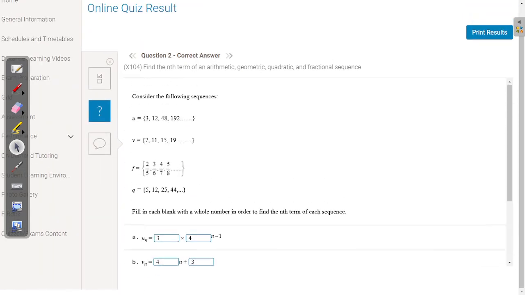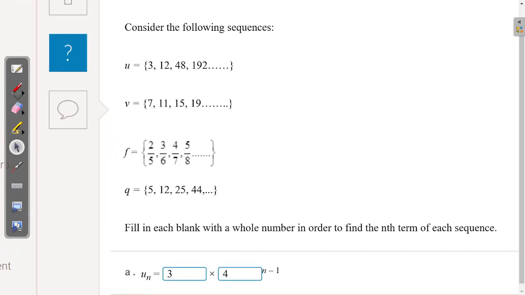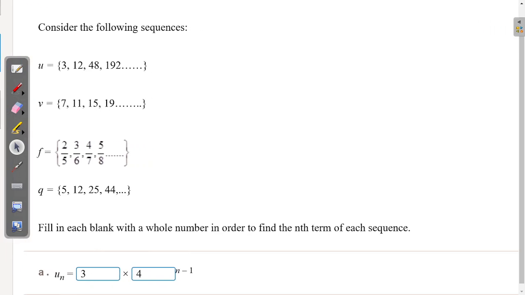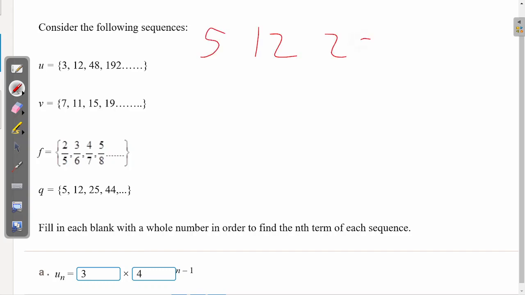And now Q: 5, 12, 25, 44. This is not geometric, you're not multiplying a number, and it's not arithmetic, you're not adding. So when you have a sequence like this, you can't see the pattern immediately. You just find the differences and find the difference of the differences, and then do it over and over again until you get the same number.